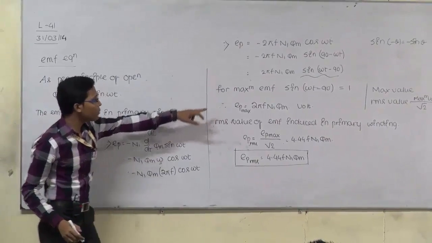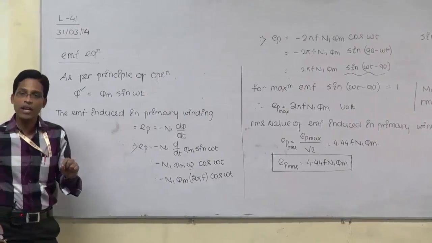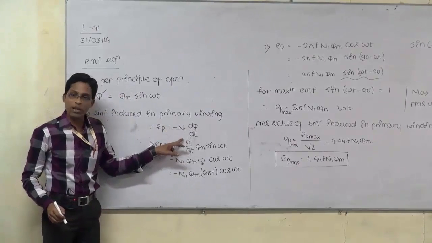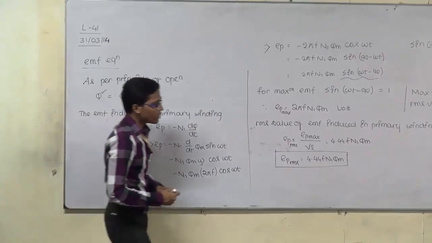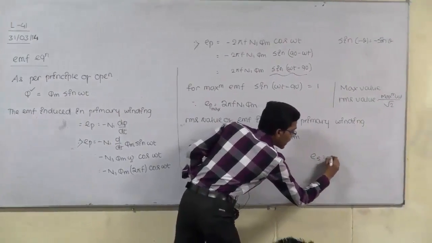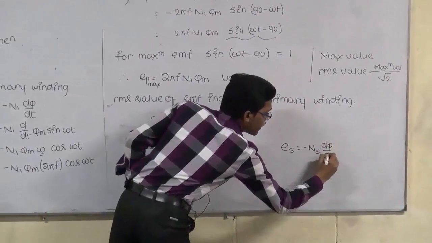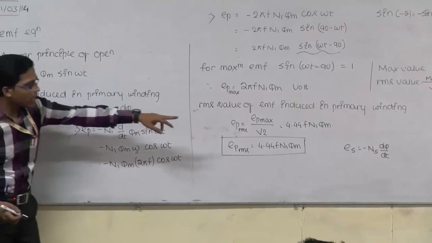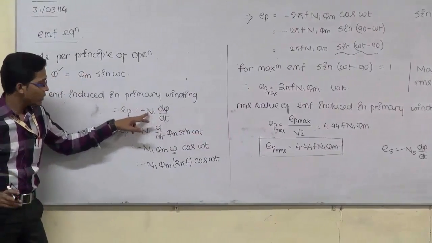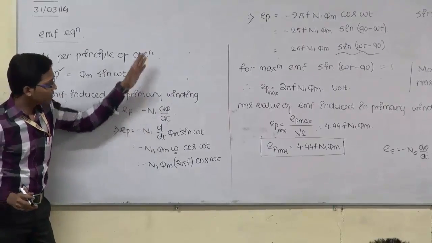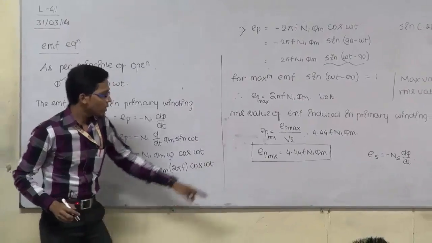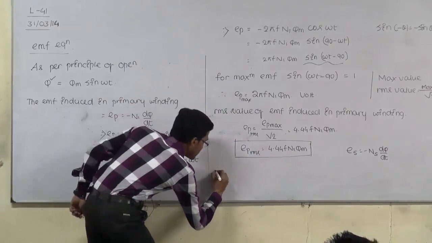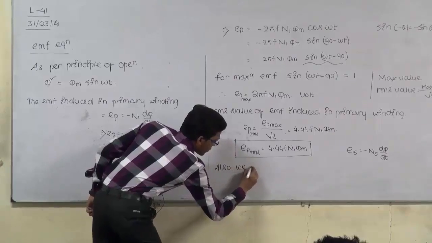If you follow the same process, you can find the EMF induced in the secondary winding. Here we have taken EP = −N1 dφ/dt, and for the secondary winding voltage, ES = −N2 dφ/dt. dφ/dt will be the same; just in place of N1, you replace it by N2. Same steps, same method, same process. We can also find that ES in the secondary winding is equal to 4.44 f N2 φm.